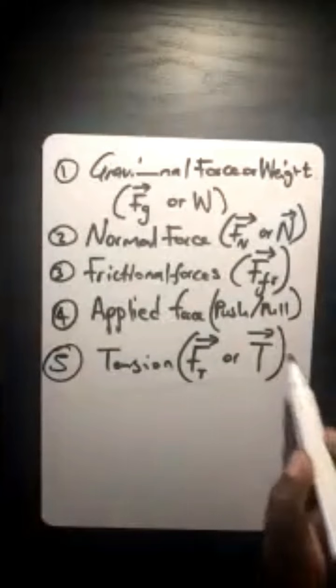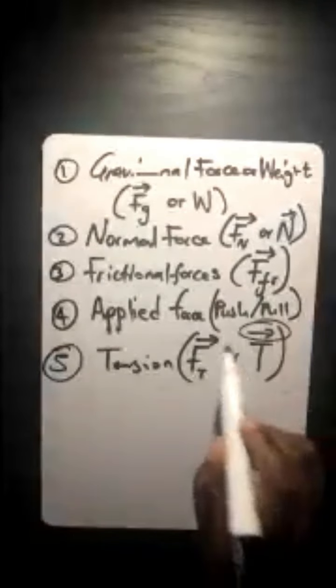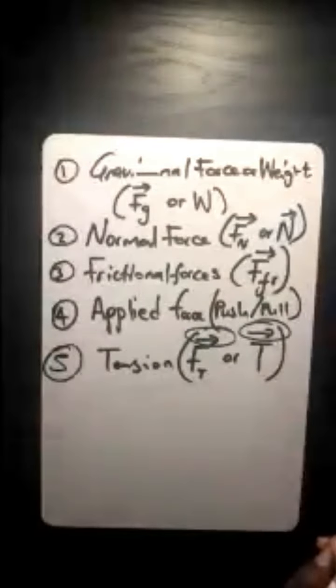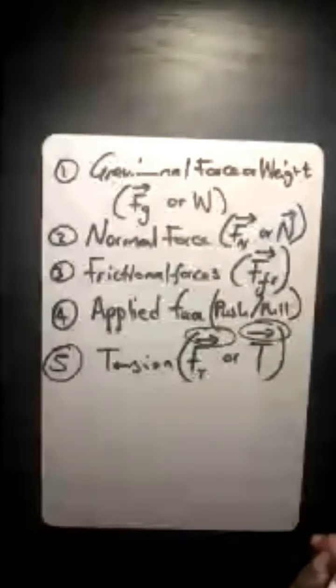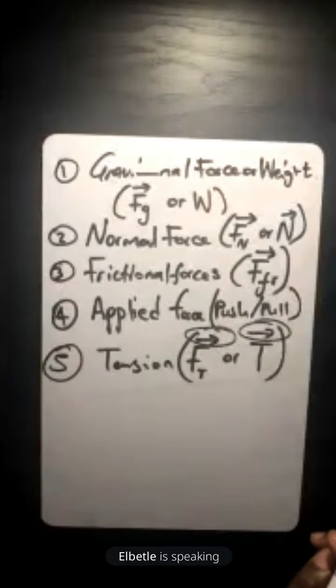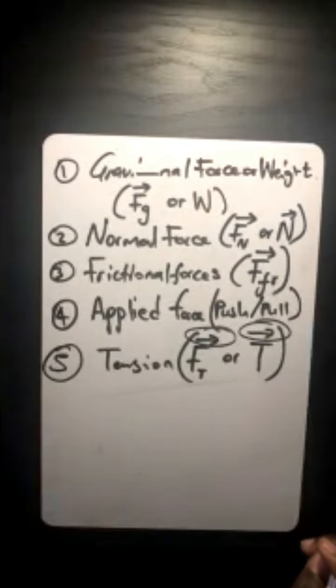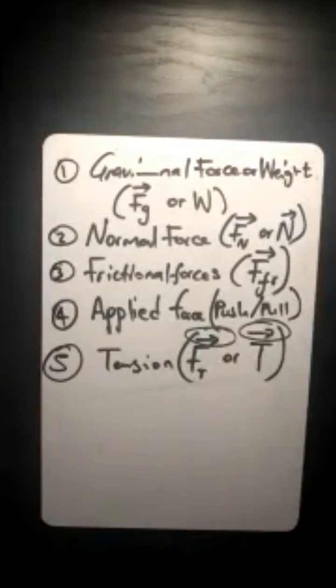Guys, can someone tell us why I keep on writing that arrow at the top there? What does it mean? It shows direction. It shows that it's a vector. 100%. So it shows that this is a vector. What is a vector, guys? It has both magnitude and direction.